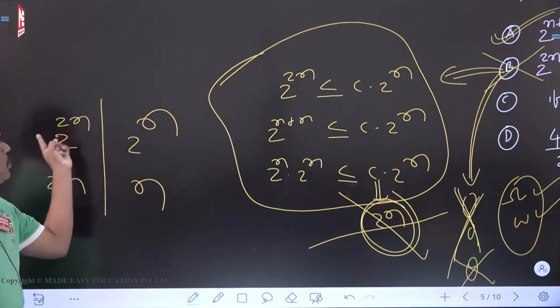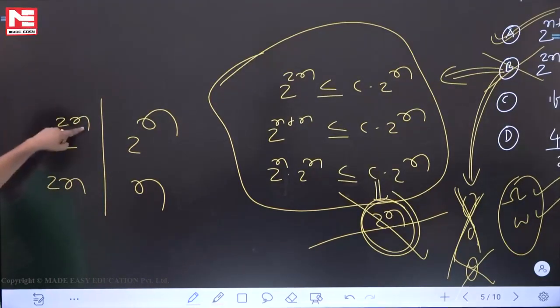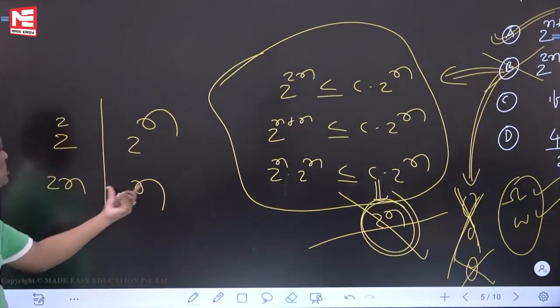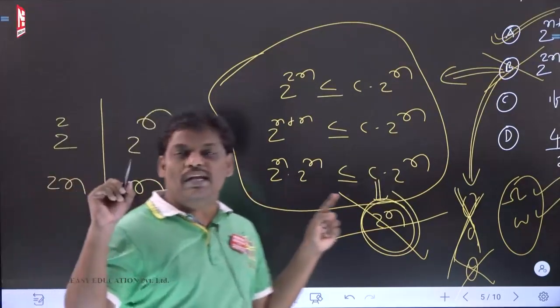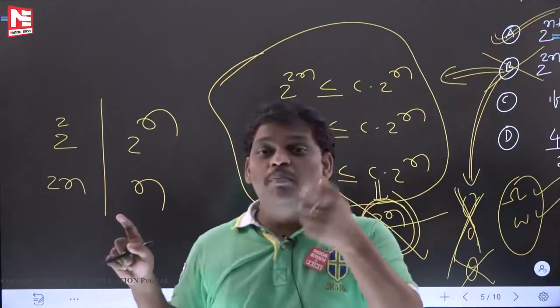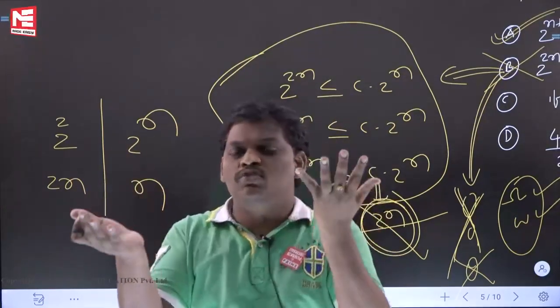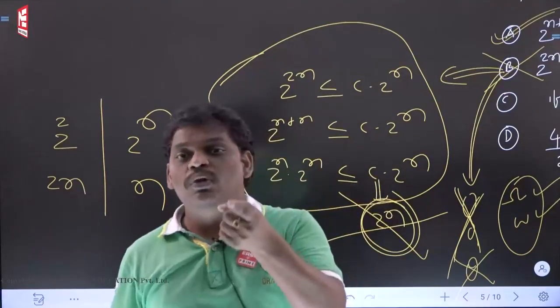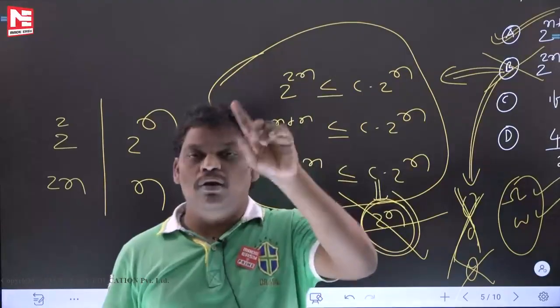Between these two, if you observe, the left-hand side is strictly greater. But after applying log, there may be a chance that both are asymptotically equal. I am really telling you, especially in the GATE examination and competitive exams, when you are comparing two functions to see which is smaller and which is bigger, try to avoid applying log.